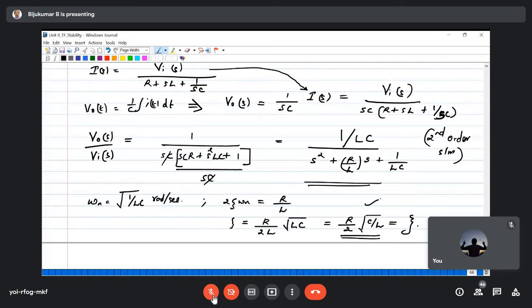So for an RLC circuit, omega n squared is 1 by LC, right? If you know the values of L and C, you can find out omega n. So the frequency of oscillation depends upon the energy storage elements. And what about zeta? Damping depends upon all the factors: R by 2 into root of C by L.